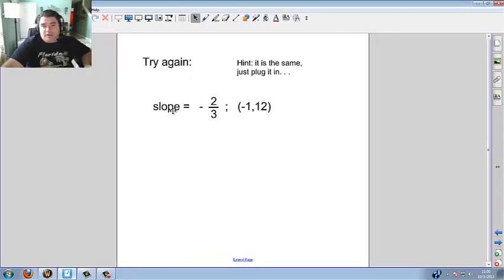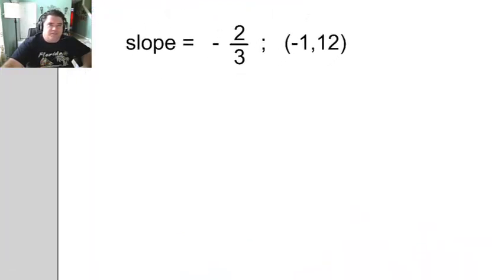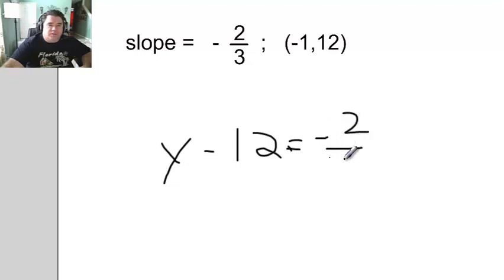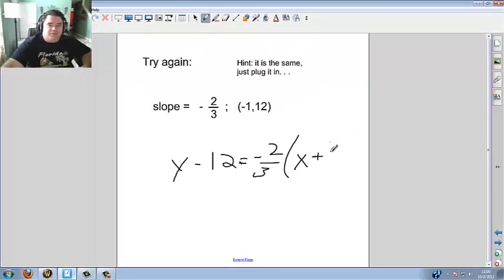Oh, now we're going to try again. So go ahead and try again. It's the same, just plug it in as this blinking hint tells you. Go ahead. Hopefully you had this. Y minus 12 equals negative 2/3 times x minus negative 1, and 2 negatives make a positive, so I'm going to put x plus 1.